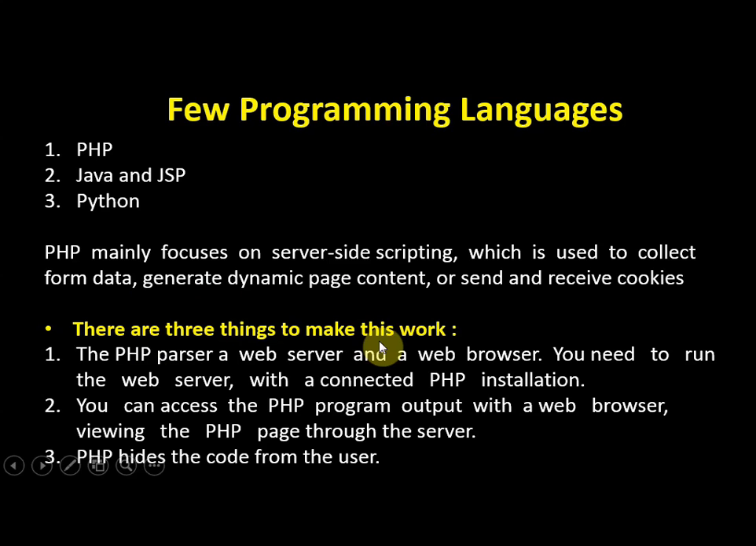There are three things needed to make this work. The first is that PHP needs a web server and a web browser. You need to run the web server with a connected PHP installation. So when you are going to write a PHP program, you need to install a web server first, that means XAMPP, Apache, Nginx, or LightPD. Any one server you can install on your computer. Once you install it, you can write a PHP program using any text editor. Next, you can access the PHP program output with the web browser.